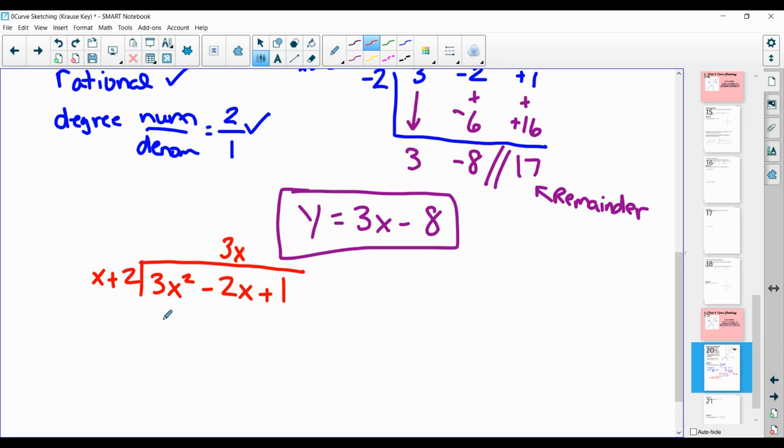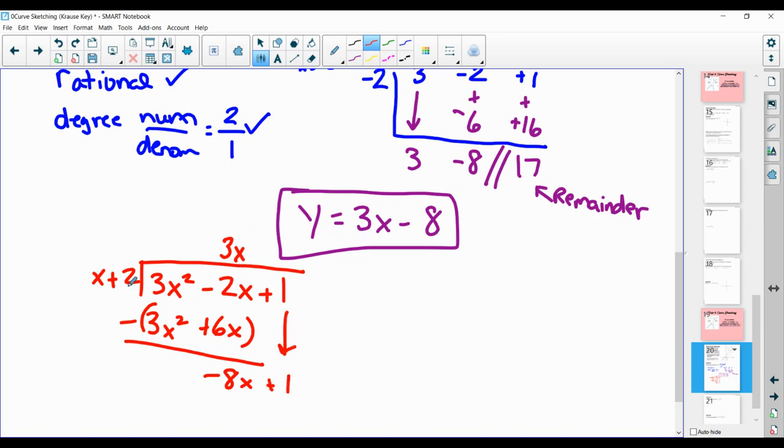So 3x times x is 3x squared. 3x times 2 is a positive 6x. Put your brackets and subtract. 3x squared minus 3x squared is gone. Negative 2x minus 6x is negative 8x. We'll bring the 1 down.